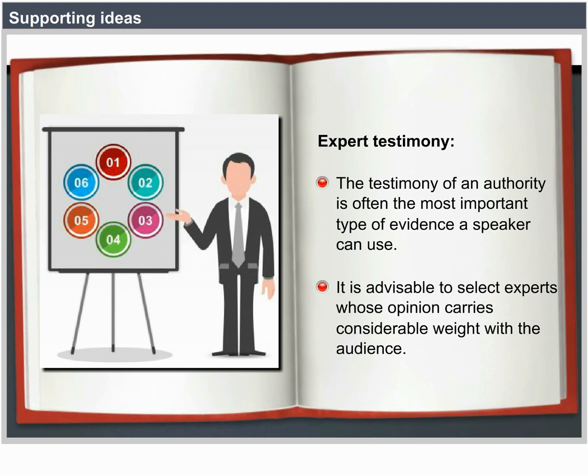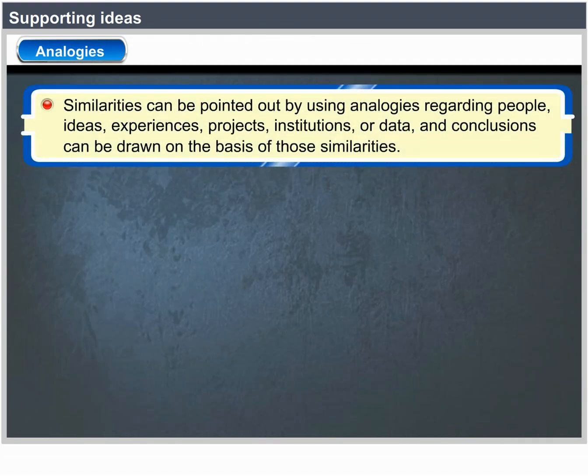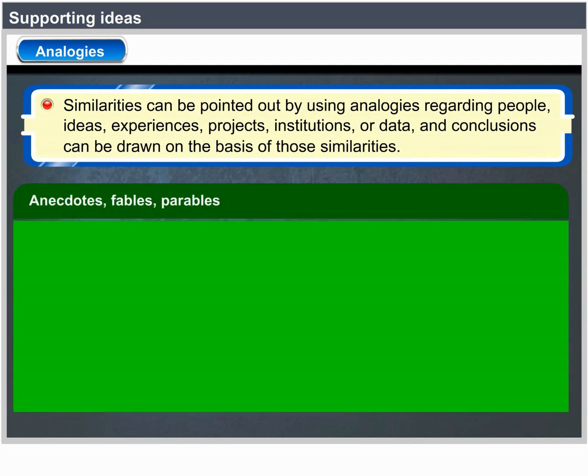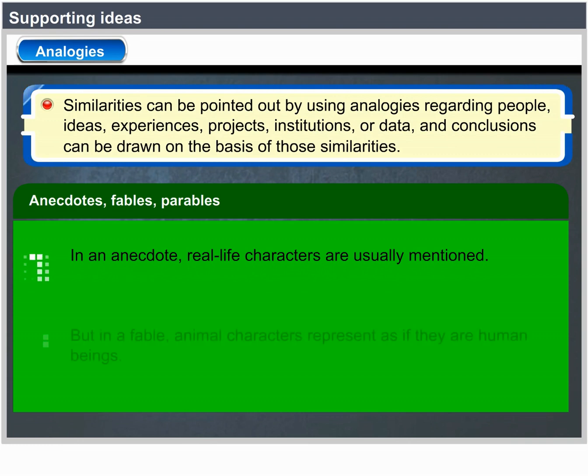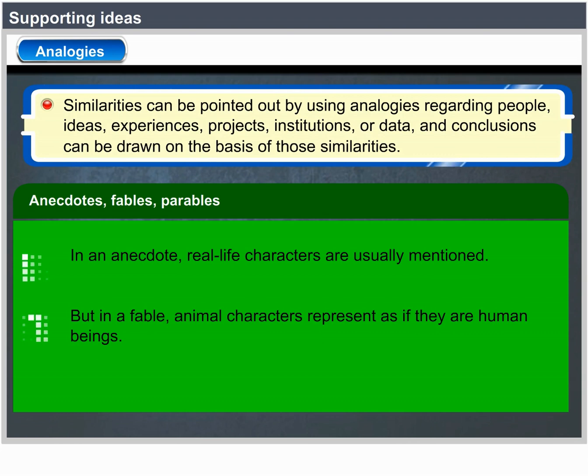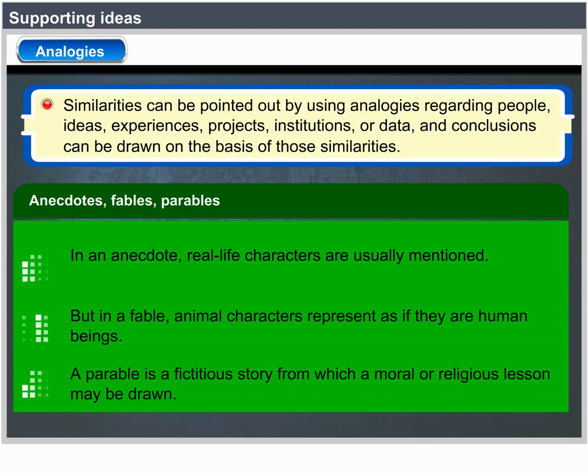Analogies. By using analogies, similarities can be pointed out with regard to people, ideas, experiences, projects, institutions, or data, and conclusions can be drawn on the basis of those similarities. Anecdotes, fables, parables. In an anecdote, real-life characters are usually mentioned, but in a fable, animal characters speak as if they were human beings. A parable is a fictitious story from which a moral or religious lesson can be drawn.